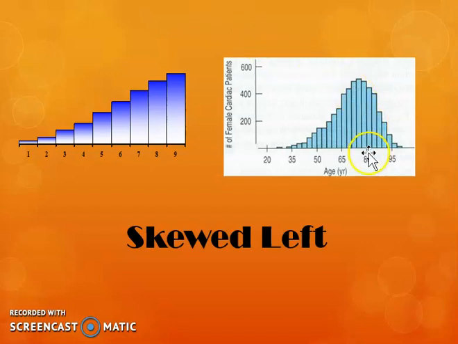So looking at the graph on the right side, we can see that this is in age, and it's talking about cardiac patients, female cardiac patients. So it would make sense that this would be skewed left because cardiac patients we usually think of as being older. So the graph on the right shows that the patients that are older in age are the ones that are cardiac patients.